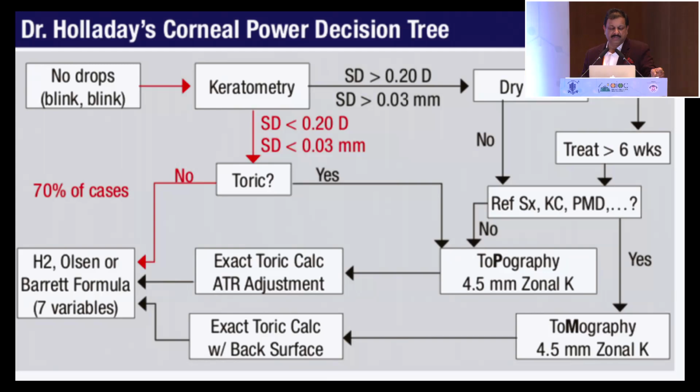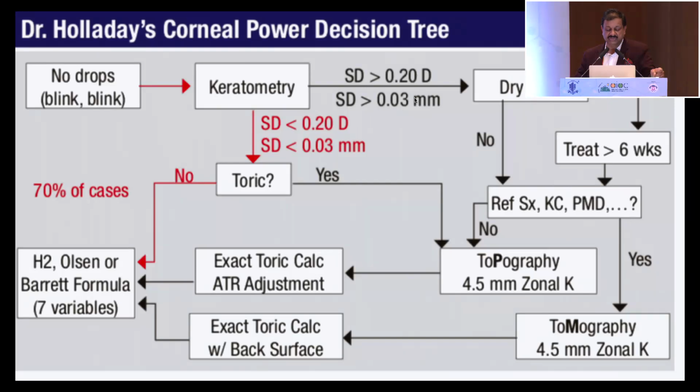A quick word on the corneal power decision tree that we follow in our hospital. The patient comes in and goes directly to the keratometry. If the standard deviation is good, and whether there is a toric, goes for a topography in the 4.5 central millimeter zone, and then we calculate depending upon the Barrett formula. If there is no cylinder, it goes directly to the IOL Master 700 for the IOL power calculation.